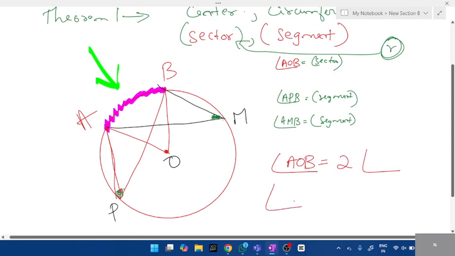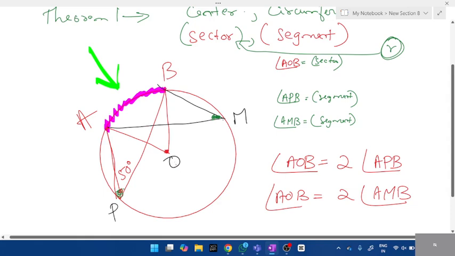How many chords do we have? We have two chords, right? APB or AOB is equals to what? AOB is equals to two times. What's the other one? AMB. Both are correct because both the angles are formed, both the segments are formed using the same arc. These are the two formulas.